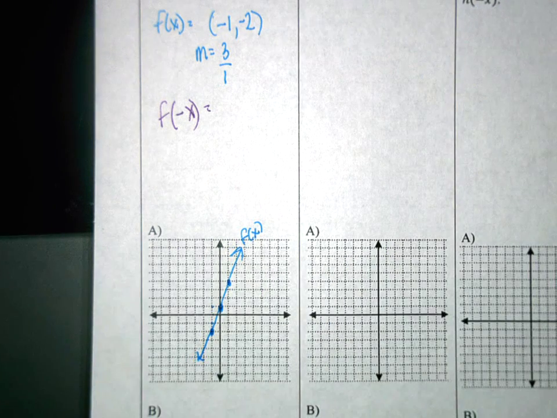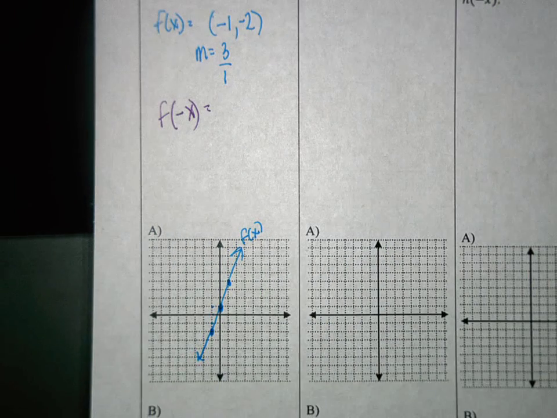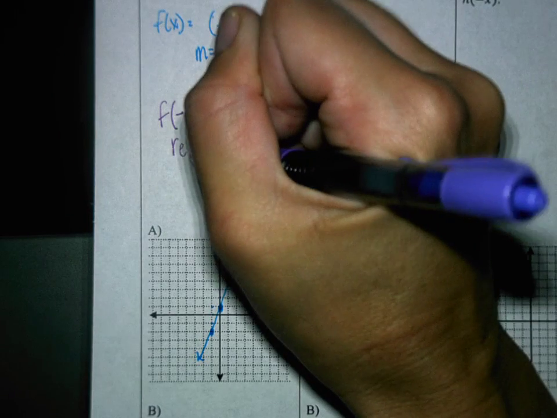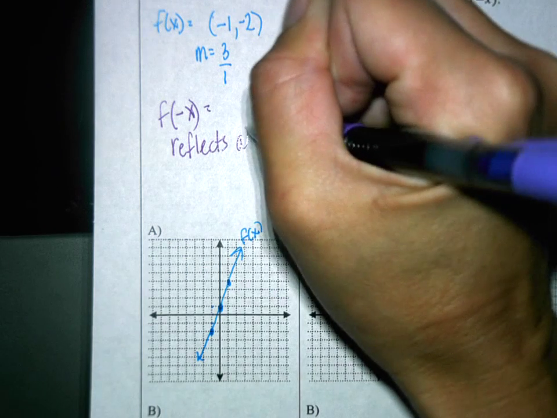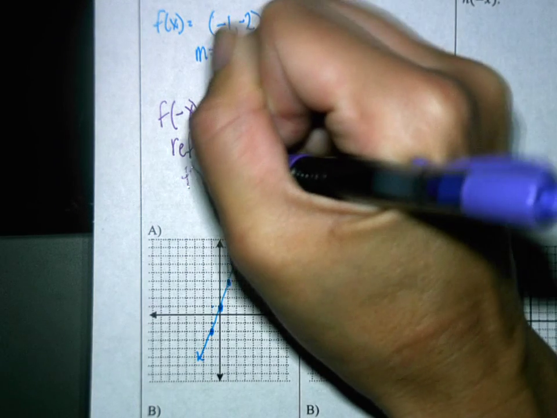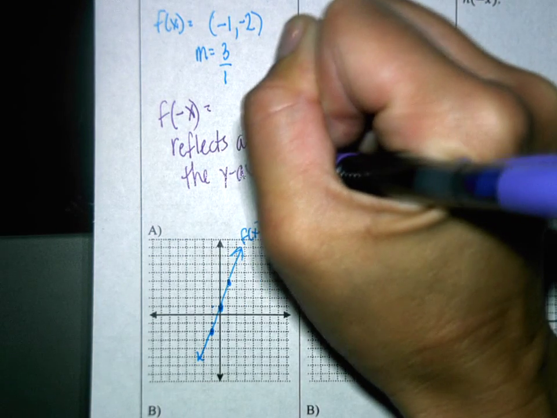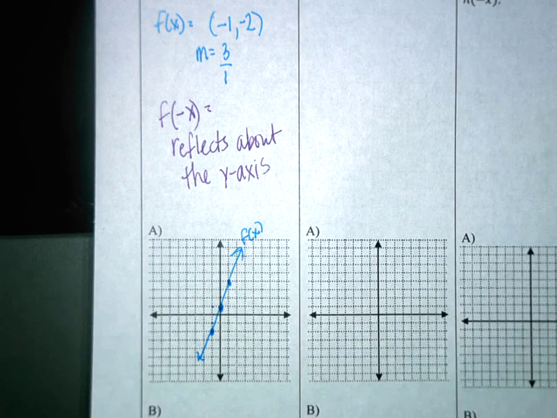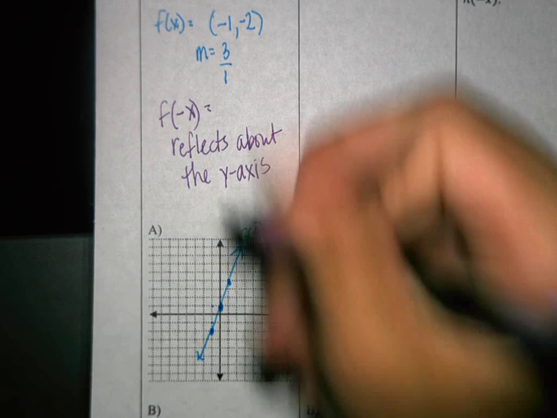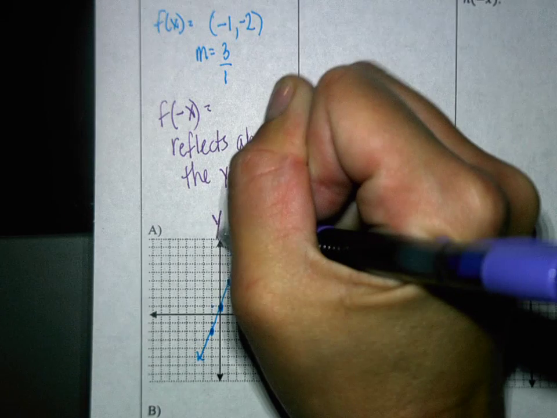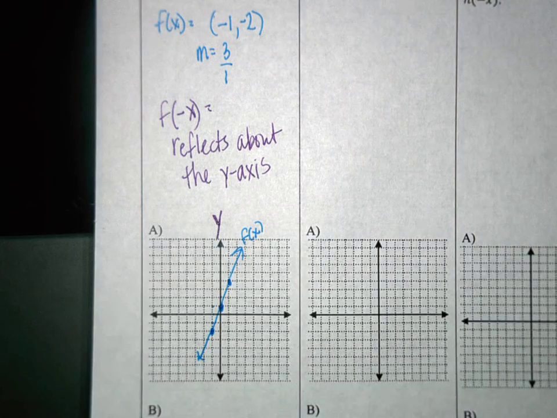And so with f of negative x, that one is going to do what? Okay, good. So that one reflects about the y-axis. So where is my y-axis? Is it vertical or horizontal? Vertical. This is my y-axis. Okay, and so you might want to write that if you forget that sometimes.